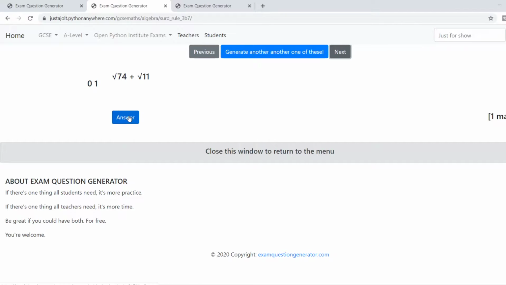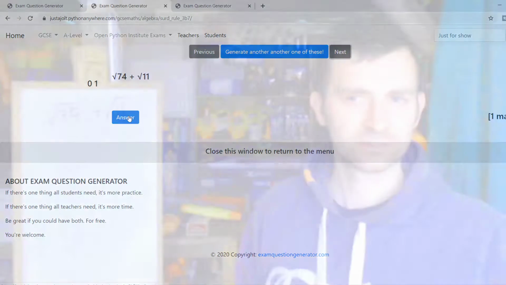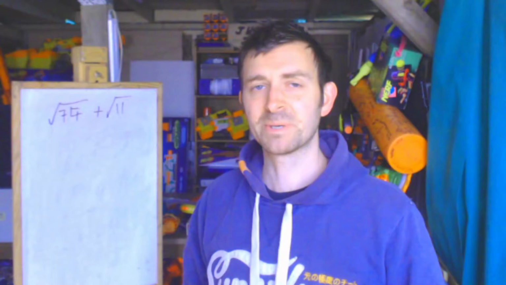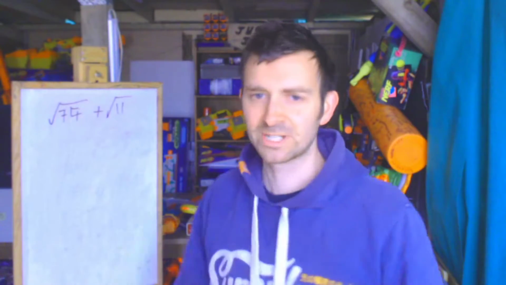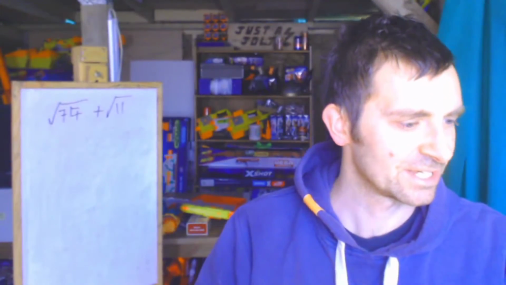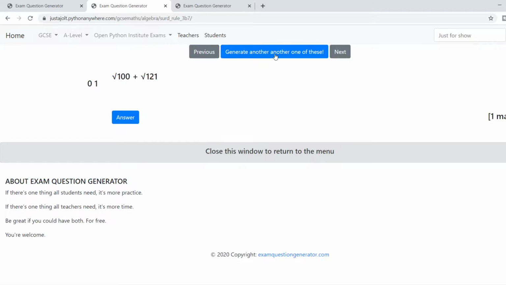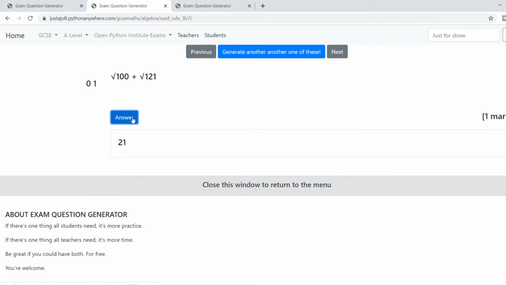And this is actually kind of a trick question. The reason it's a trick question is because if our surds are not the same type of surd, we can't actually do anything to them. So in this case, root 74 plus root 11. This is going to simply be root 74 plus root 11. There is nothing more to be done about this. It doesn't matter how many times we do this.